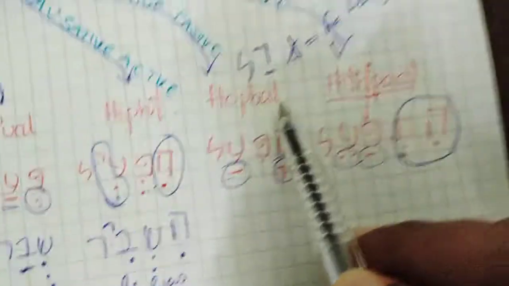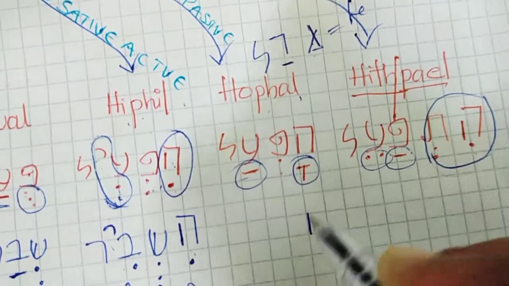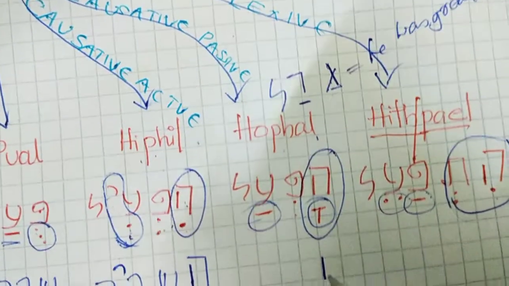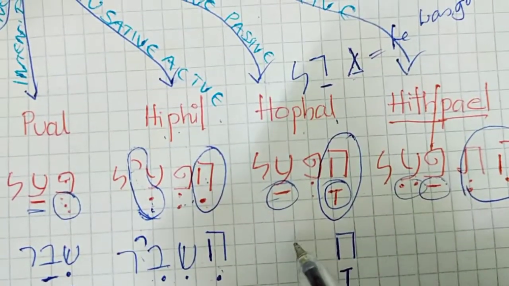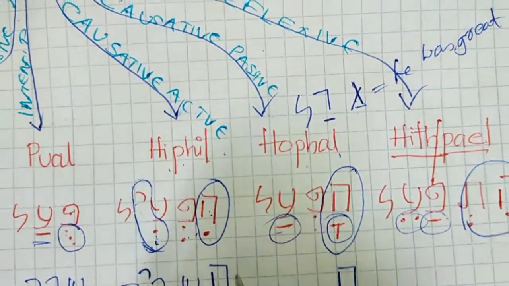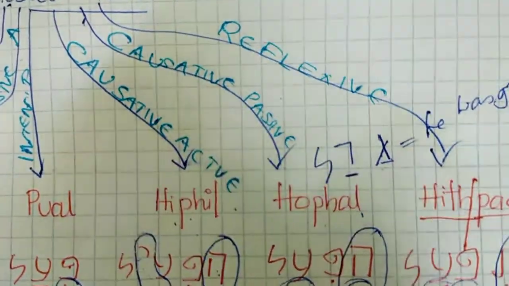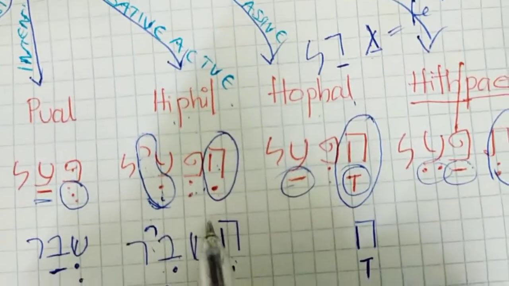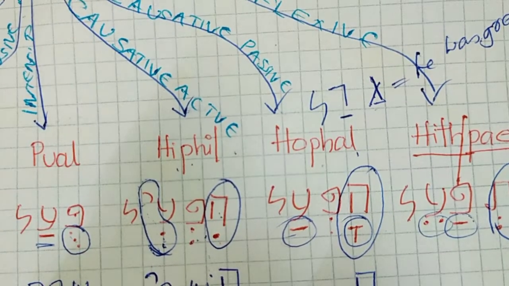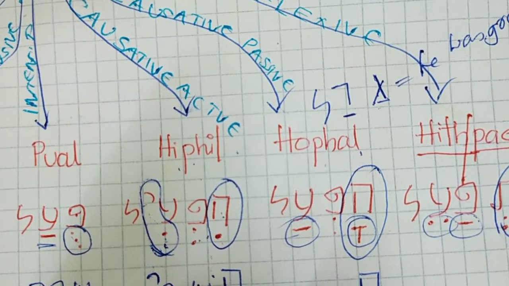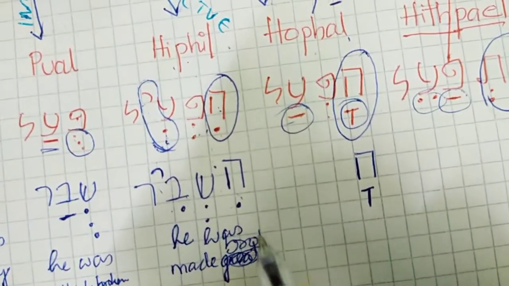Hophal. Hophal specialty. What should you do? Firstly, you should apply ho. That is the ho you applied. Okay, then what should you add? Hishbir. If it is hishbir, I told you gadal. Gadal. But I wrote shabar. Sorry. He has made broken.